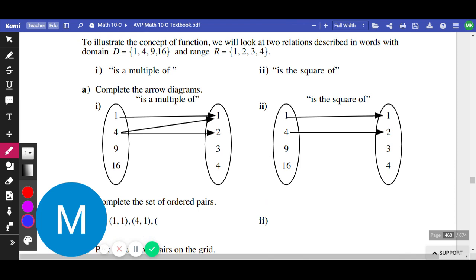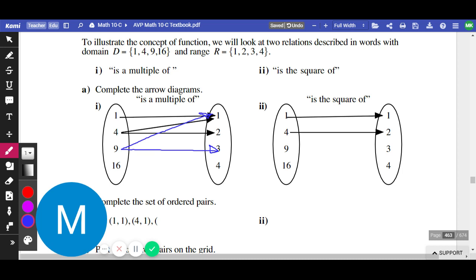So, we've got these two different mapping diagrams here. They're both relations, right? They're connecting data. The first one says is a multiple of, and the second one says is a square of. So, for instance, 1 is a multiple of 1. 4 is a multiple of 2. 4 is also a multiple of 1. And that kind of makes sense? So if I look at 9, 9 is a multiple of 3. And 9 is also a multiple of 1. And 3 times 3 would be 9. 9 times 1 would be 9. So that would work too.